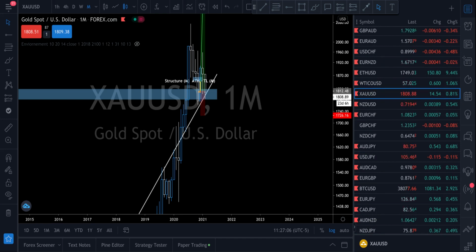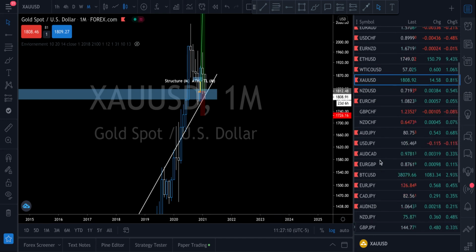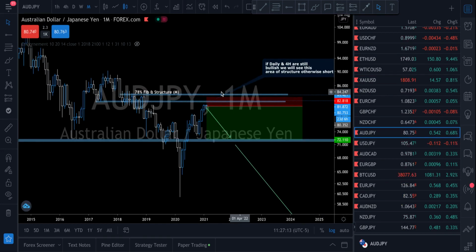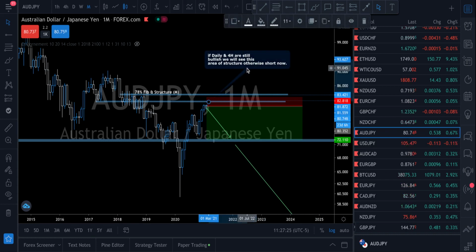Let's see what else did we talk about. AD Japanese, USD AUD. So right here, we're testing this area of structure. It's still indecisive. We finally came up to it, so we have to wait a little bit longer before we can actually determine whether or not it is likely going to continue. So if the daily 4-hour closes bullish, we'll see this area of structure. Otherwise, we can short it now.